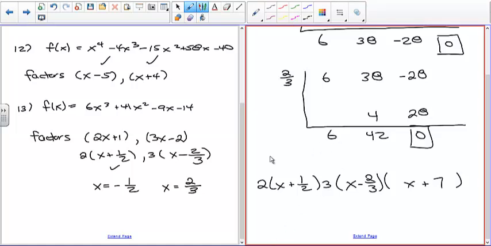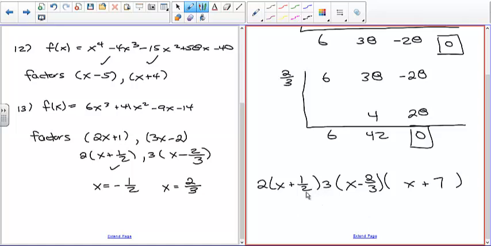The reason I have this is because I didn't take into account these two numbers when I did that. And the main reason was because to use synthetic division, I don't need 2x, I need just x. But when I got to this point, I realized I've got 2x times 3x, which is 6x squared, times x, which is 6x cubed, so to make it all work out.